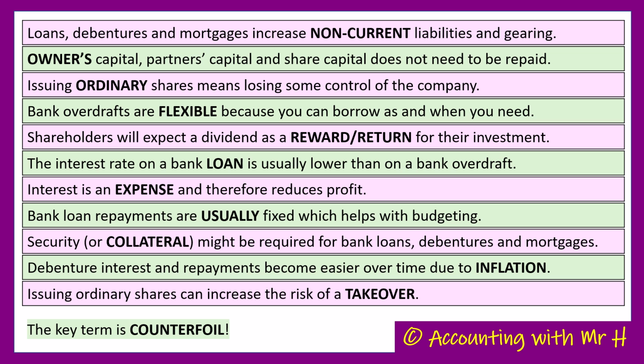What was the other one I wanted to consider? Oh yeah, the security one. So security or collateral. Certainly mortgages are secured, debentures quite often are secured, even a bank loan can be. Not always, but by security, what it means is you might be expected to give up one of your assets, a non-current asset, as security.